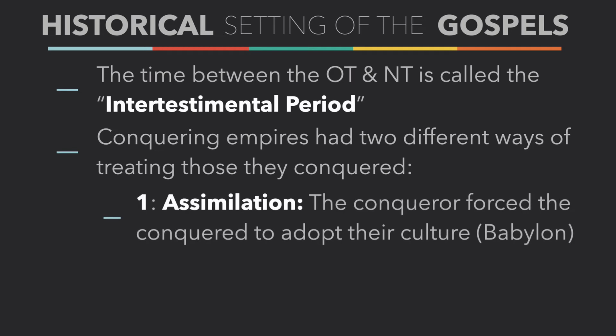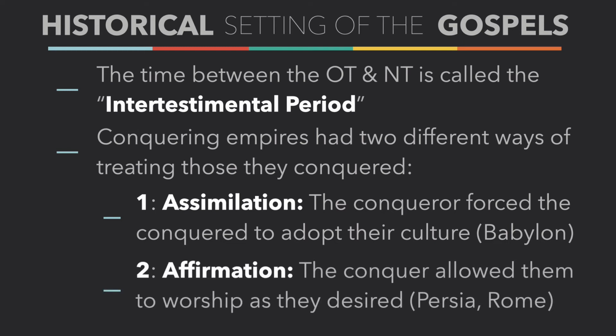The first way that a conquering nation treated those it conquered was called assimilation. Assimilation meant that the conqueror forced the conquered to adopt their culture. Babylon would be a good example of this. If you look at the book of Daniel, you see that they very purposefully try to convert Daniel and his friends to become Babylonians. They try to assimilate them into the Babylonian culture. So that would be a good example of assimilation.